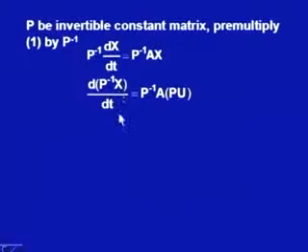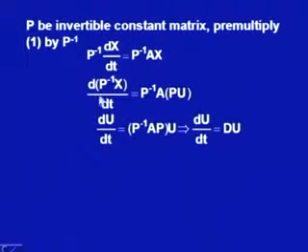So, the left hand side is this and the right hand side is P inverse A, and in this x I am replacing by Pu, and this simply means du by dt is equal to P inverse AP into u. So, that gives me du by dt is equal to Du. So, with this transformation, this matrix D is diagonal and I have obtained a system of equations in which the matrix D is diagonal.